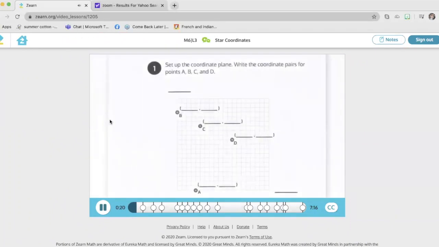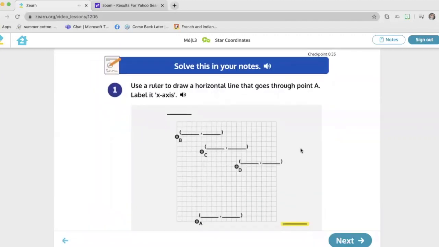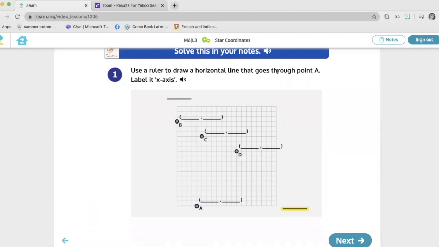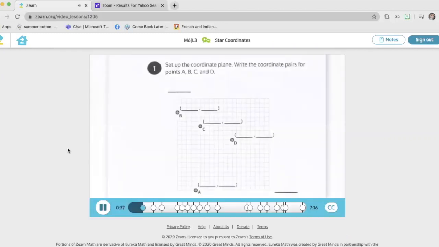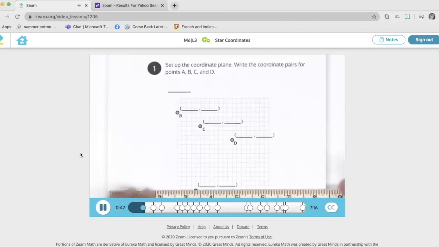Let's construct a coordinate plane from this grid. First, we'll draw the x-axis. Okay, I'm going to speed them up a little bit. So you're using a ruler to draw a horizontal line that goes through point A, label it x-axis. So that means right here at the very bottom of our grid, if you can see the mouse, right there at the bottom of the grid, this is where you're going to draw your thicker line. This is going to be your x-axis. I'll draw a horizontal line that goes through point A like this. So there's the thicker line, and label it here.